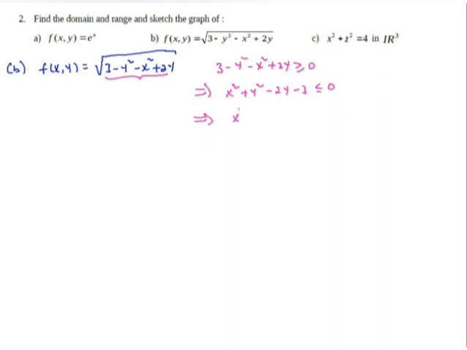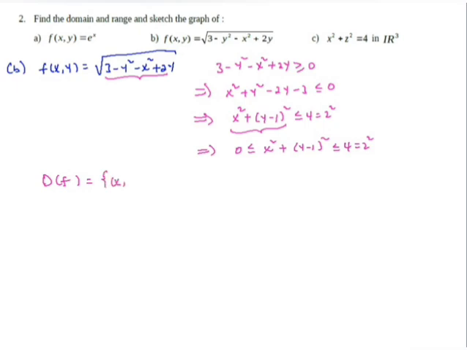Using completing square method, x square plus (y minus 1) the whole square is less than or equal to 4, which is 2 square. So this is always positive, so it can be written as 0 less than or equal to x square plus (y minus 1) the whole square. This is less than or equal to 4, or 2 square.